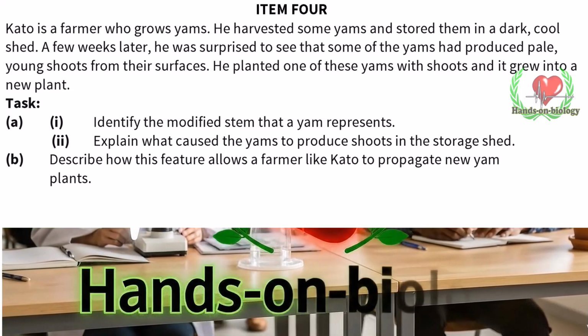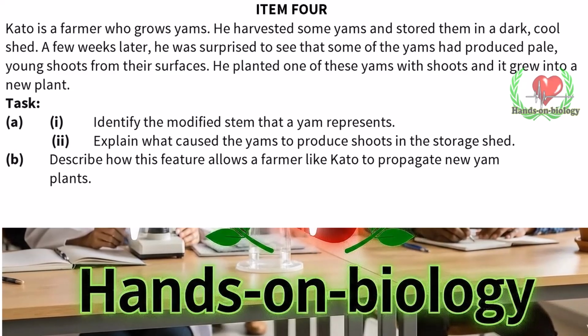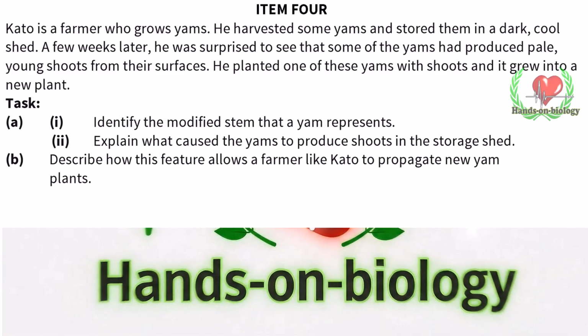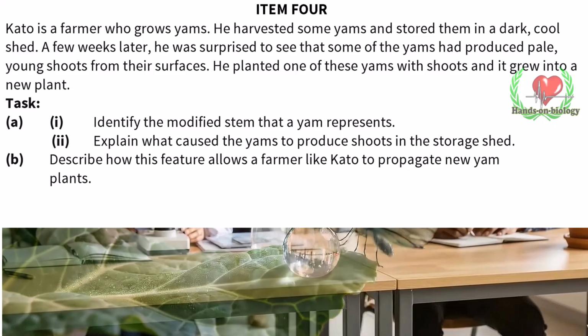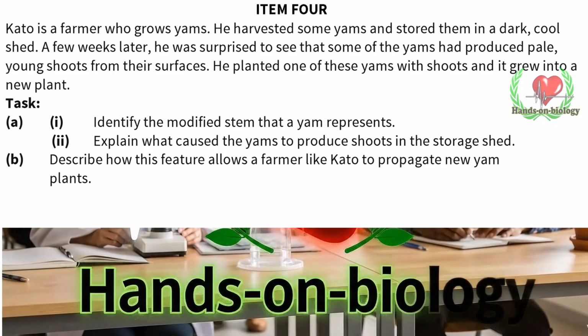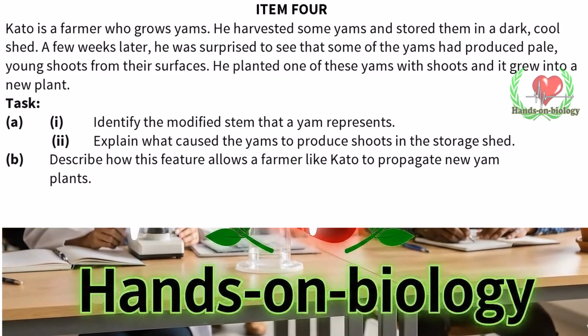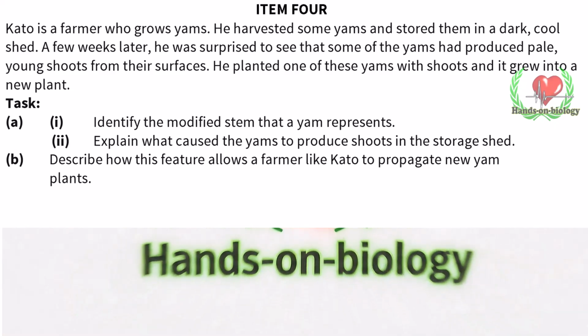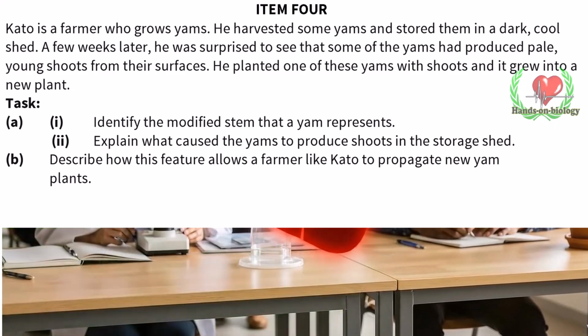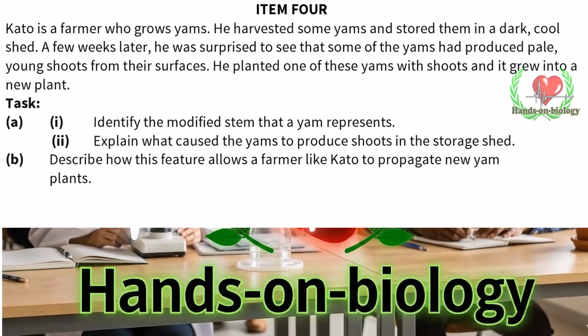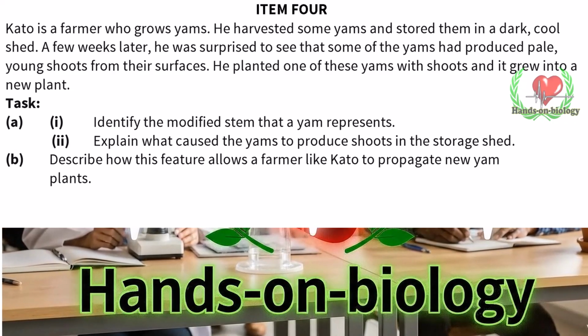Task. Part A, Roman numeral 1. Identify the modified stem that a yam represents. Roman numeral 2. Explain what caused the yams to produce shoots in the storage shed. Part B. Describe how this feature allows a farmer like Cato to propagate new yam plants. Modified stem that a yam represents. A yam is a tuber, which is a type of modified underground stem.